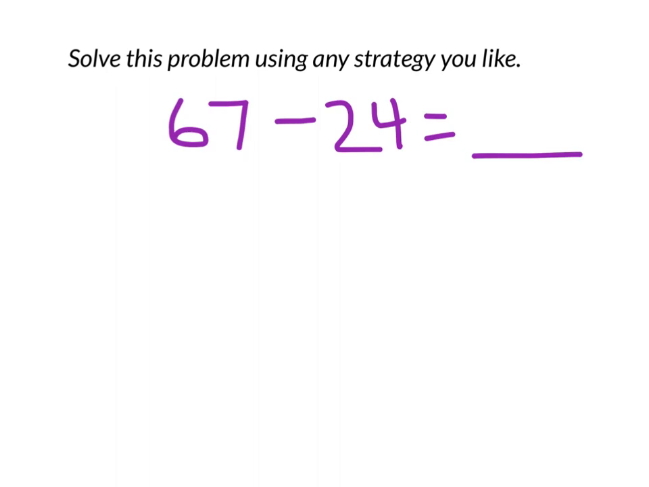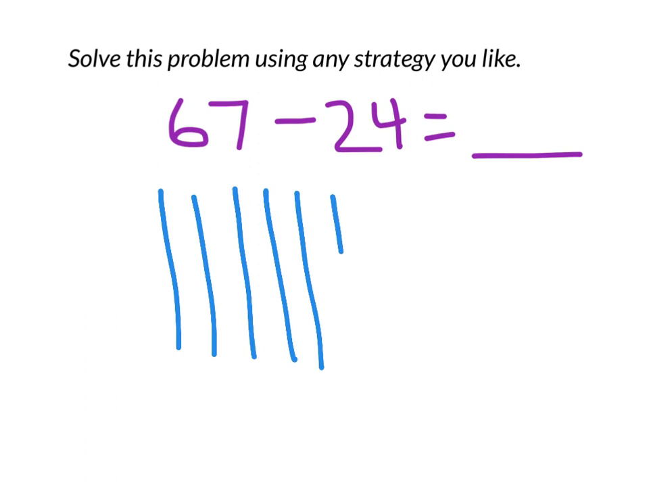So with this, I'm just going to go with drawing out a base 10 model. I'm going to draw out 67. 10, 20, 30, 40, 50, 60. 1, 2, 3, 4, 5, 6, 7. So I've drawn out 67.